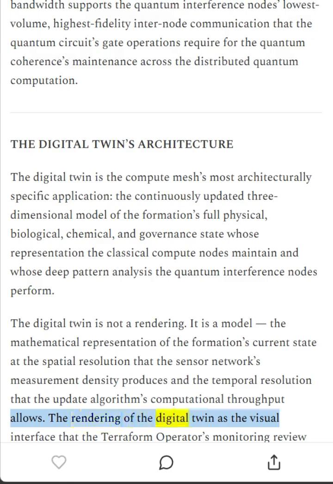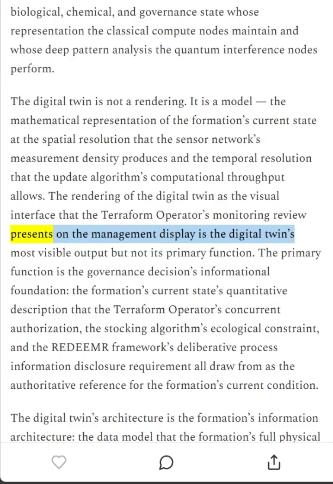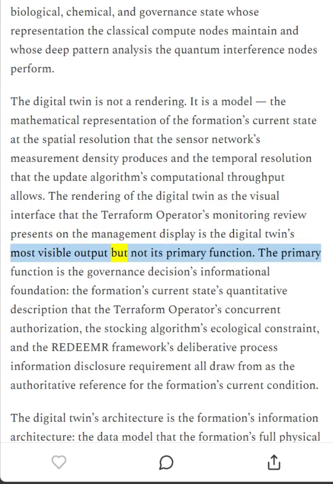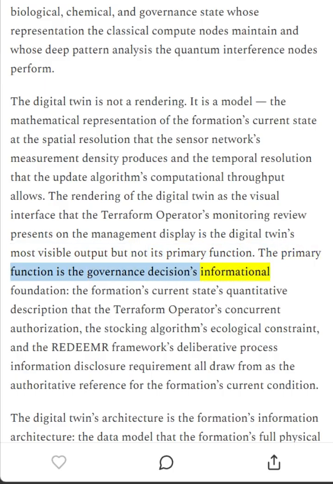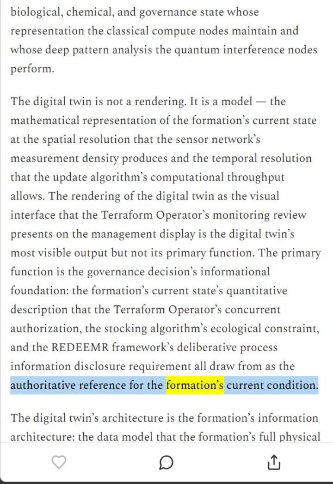The rendering of the digital twin as the visual interface that the Terraform operator's monitoring review presents on the management display is the digital twin's most visible output, but not its primary function. The primary function is the governance decision's informational foundation. The formation's current state's quantitative description that the Terraform operator's concurrent authorization, the stocking algorithm's ecological constraint, and the Redeemer framework's deliberative process information disclosure requirement all draw from as the authoritative reference for the formation's current condition.